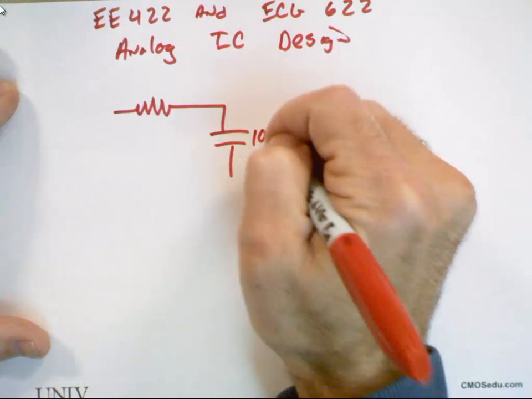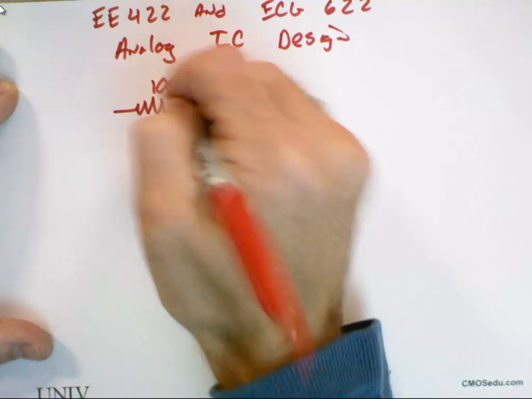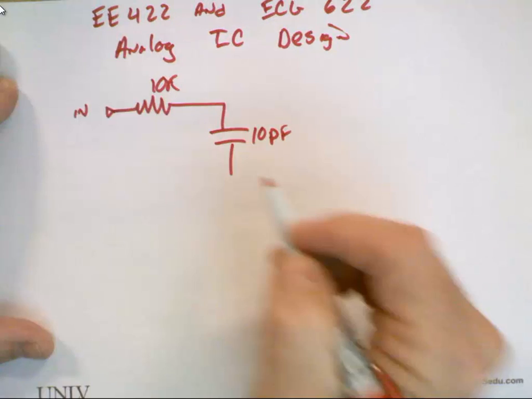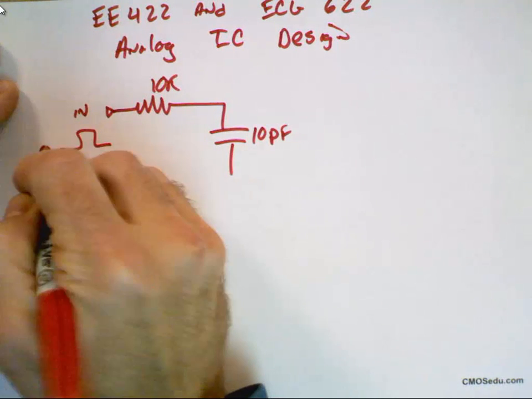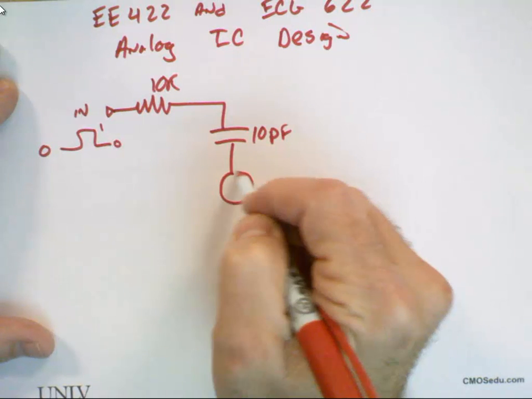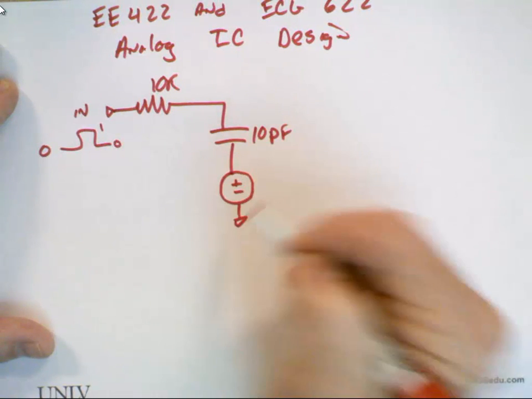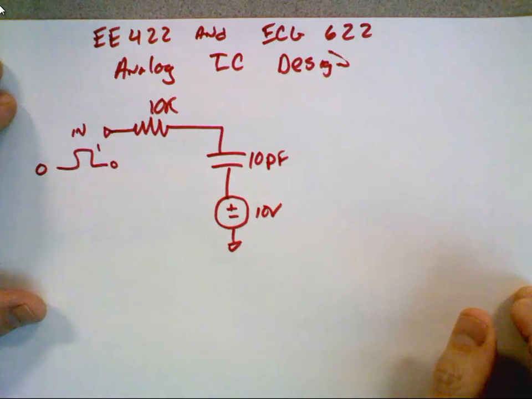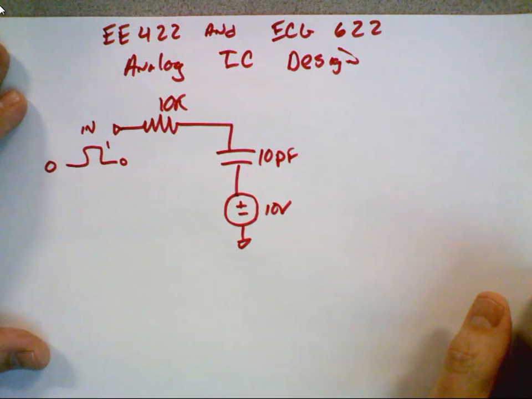Let's say 10 picofarads, 10K, and I've got a pulse coming in here. Let's just say in, and it bounces back and forth 0 to 1. And then over here, I go ahead and I put a voltage source, and I put 10 volts there. Okay?